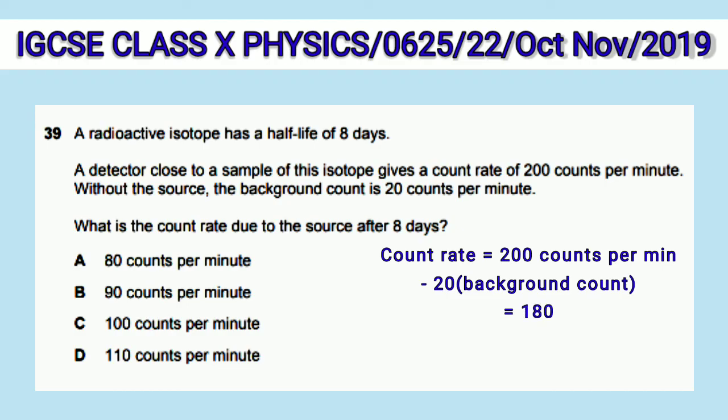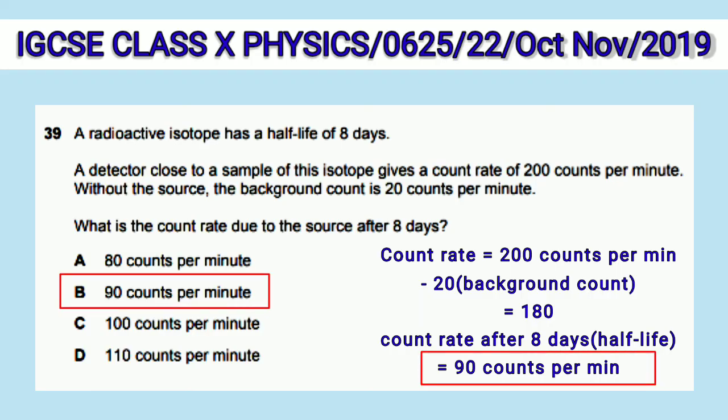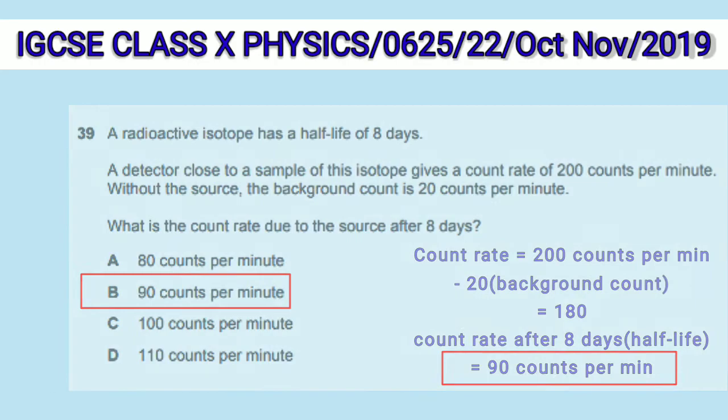But we have to find the count rate after 8 days, which is also the half-life of the isotope. So count rate after 8 days will be 180 by 2, that is 90. Since the count rate asked is of the source, we will not add background radiation count. So correct answer is B, 90 counts per minute.